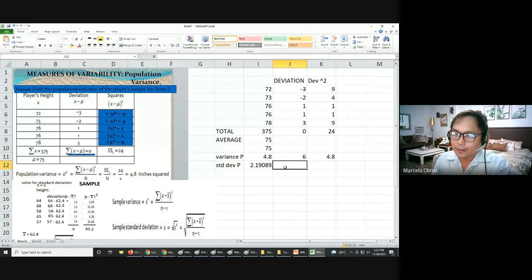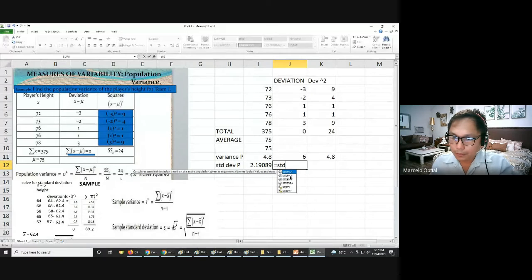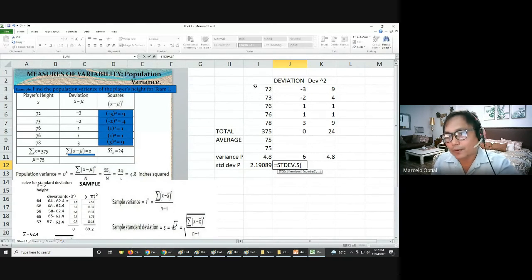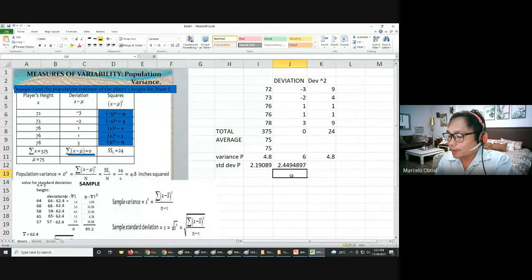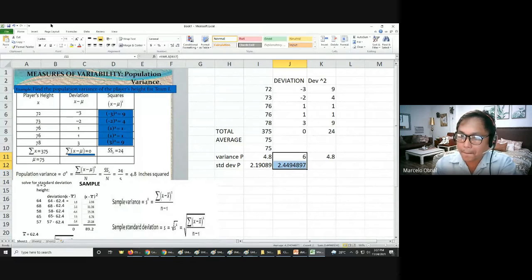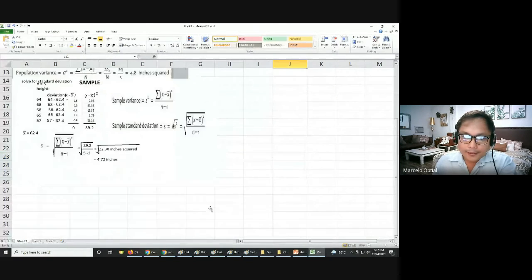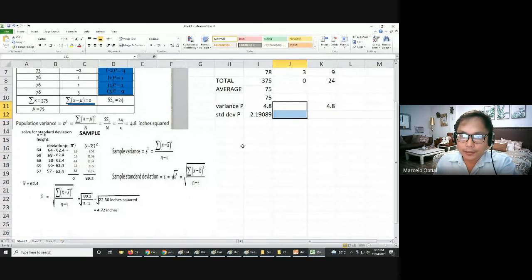Okay. Look at the difference. 4.8. Okay, this one, S yung pinress or ginamit nyo na formula, yung sa sample. Okay, look at the difference. Okay, layo talaga, no? So please be careful. Okay, kapag given is population, use the formula for population.